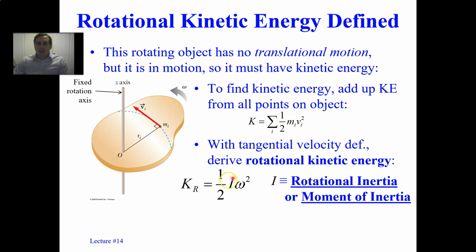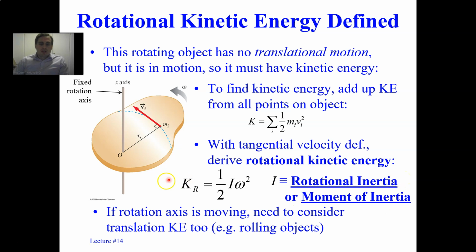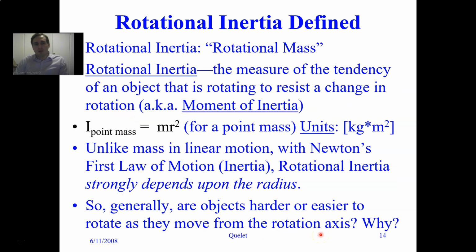So we'll define this new quantity called capital I. And capital I is the so-called rotational inertia, sometimes known as the moment of inertia. So rotational kinetic energy is 1/2 I omega squared. Notice that instead of 1/2 mv squared for linear, it's 1/2 I omega squared. Rotational inertia is like rotational mass. So if a rotational axis is moving, say linearly, we would need to consider the translational kinetic energy too. That we'll see when we actually get to rolling objects.